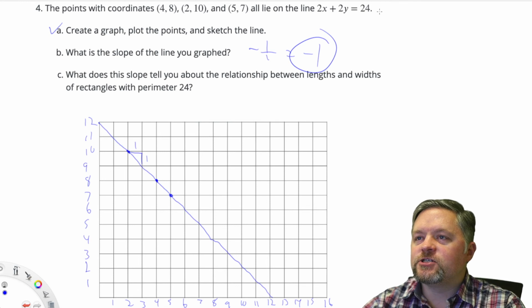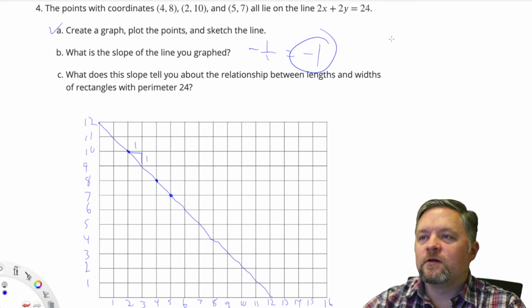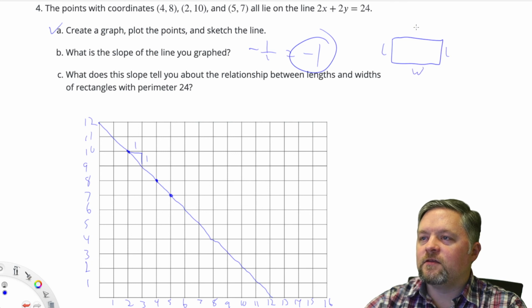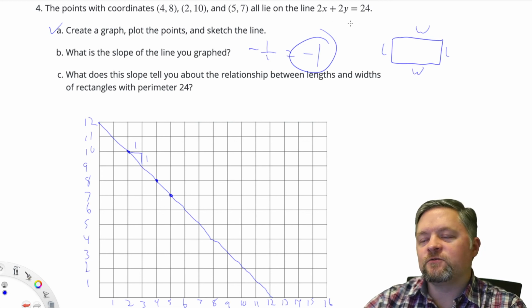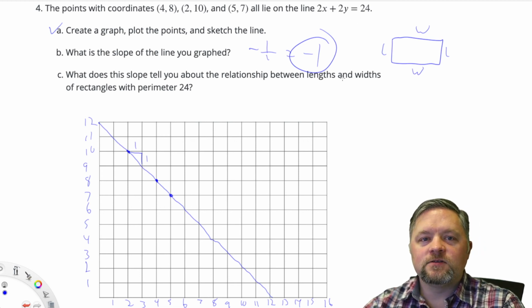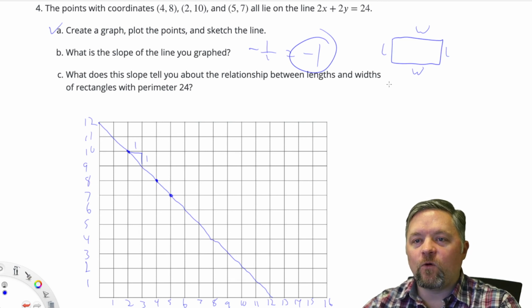Well, this equation right here, x and y are all the lengths and widths of a rectangle with a perimeter of 24, because if we think about a rectangle, we have a length and another length and a width and another width. 2 L's plus 2 W's, and if the perimeter is 24, 2L plus 2W equals 24, 2x plus 2y equals 24. So, this equation is the equation of all the possible rectangles with a perimeter of 24.